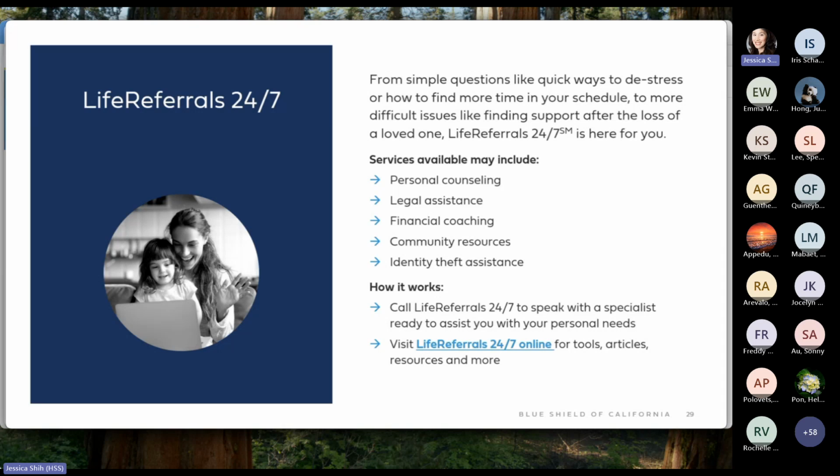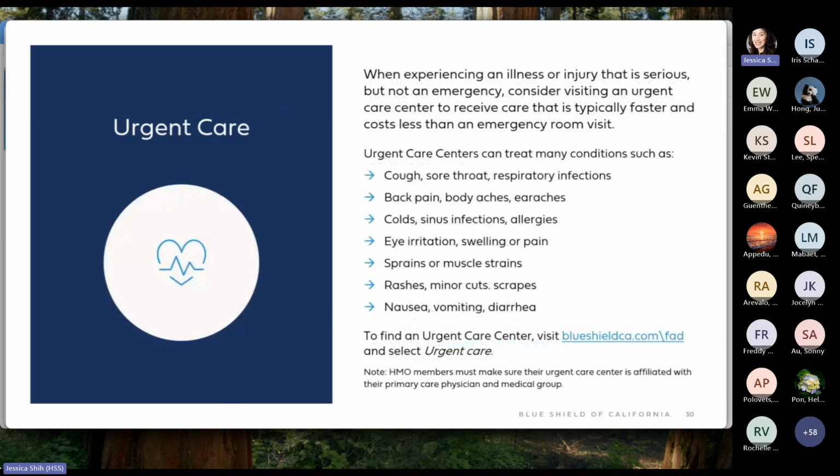When SFHSS members are experiencing an illness or injury that is serious but not an emergency, consider visiting an urgent care center to receive care that is typically faster and costs less than an emergency room visit. To find an urgent care center, visit blueshieldca.com/FAD and select urgent care.